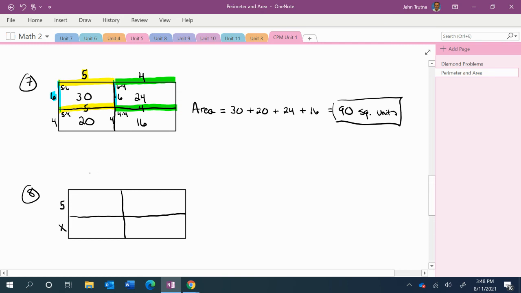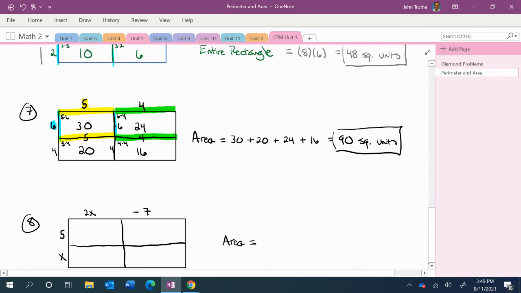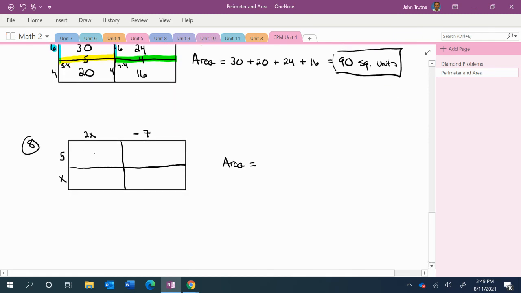Okay, and then let's say along the right side, I have a 2x, and then I have a minus 7. And I want to know what is the area of this entire rectangle right here. Well, you do the same concept if you're not sure, as we did in number 7, as we did in number 6, where you have to find the area of each individual rectangle.